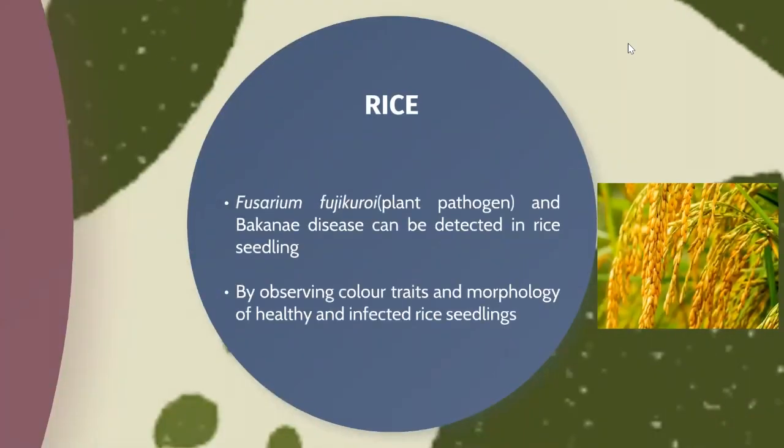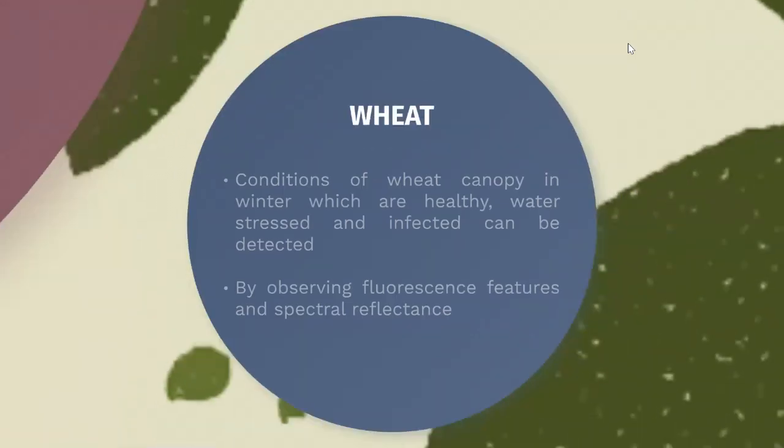Other than that, Fusarium fujikuroi, which is a plant pathogen, and Bakanae disease can be detected in rice seedlings by using this model. This can be done by observing color traits and morphology of healthy and infected rice seedlings. Other than that, conditions of wheat canopy in winter which are healthy, water stress, and infected can be detected. This can be done by observing fluorescent features and spectral reflectance.